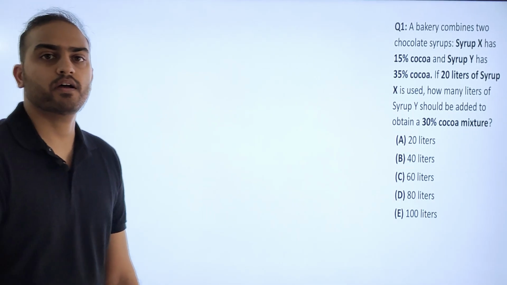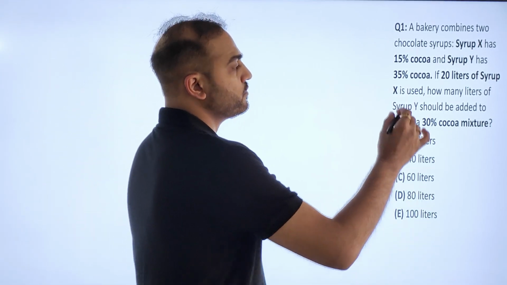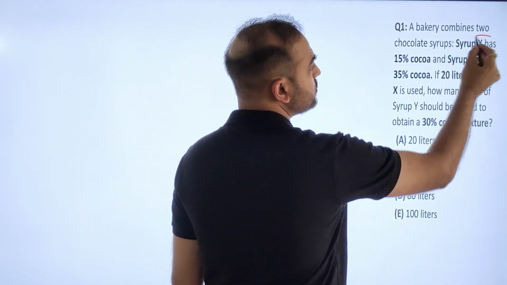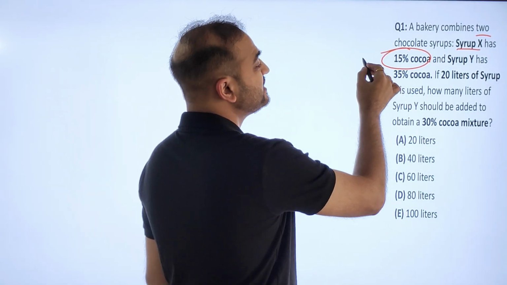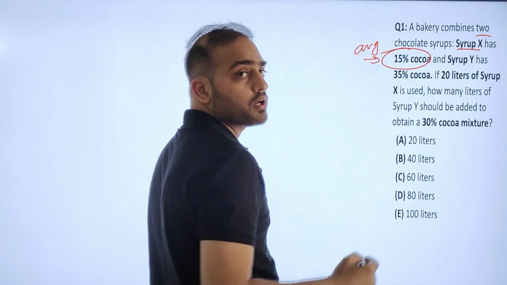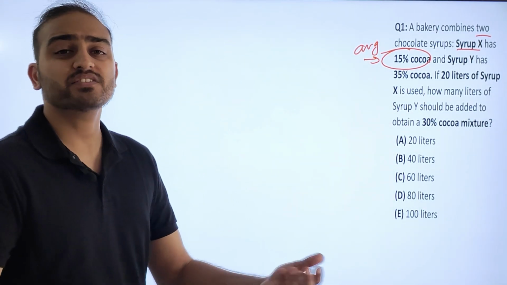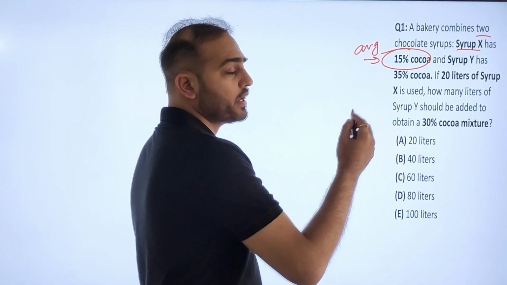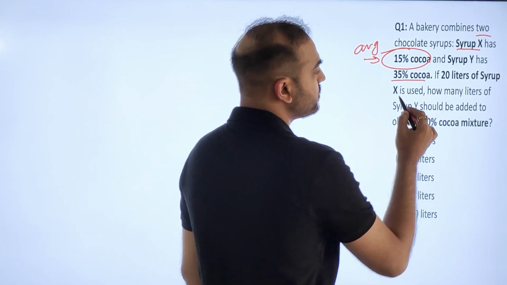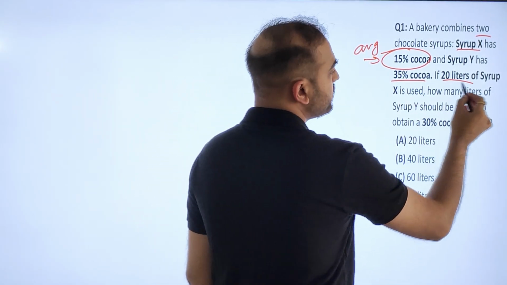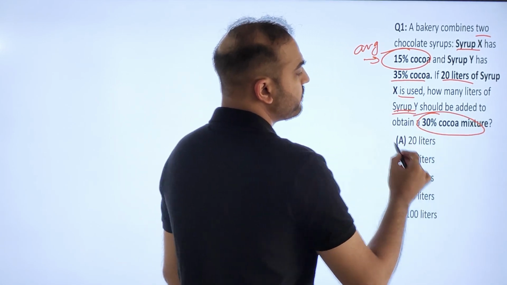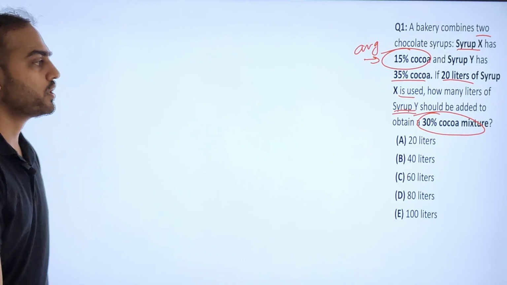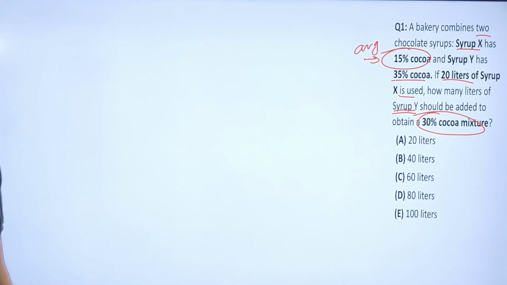So I hope you have read the question. See, what do we have? A bakery combines two syrups. Syrup X has 15% cocoa. So this will basically become my average. Average here will become the average percentage of cocoa in your syrup. Syrup Y has 35%. 20 liters of syrup X is used. Syrup Y we need to find. Mixture average is 30%.